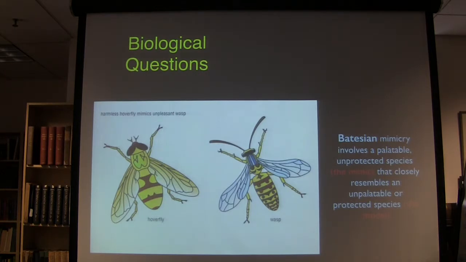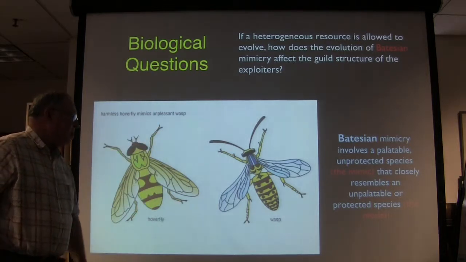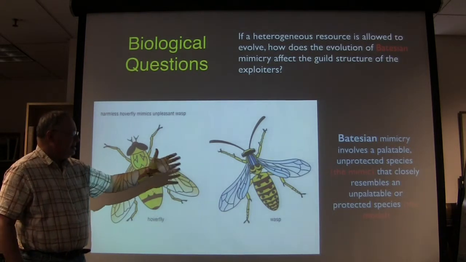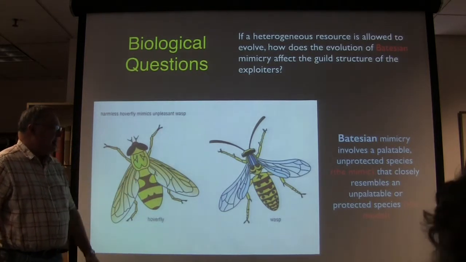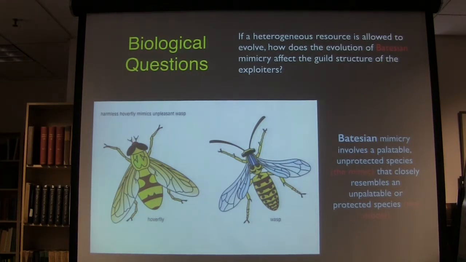So another question relates to the evolution of Batesian mimicry, where you have a palatable species that's unprotected trying to look like a non-palatable species that's being ignored by the primary predators out there. So how does the evolution of Batesian mimicry affect the guild structure of the exploiters?